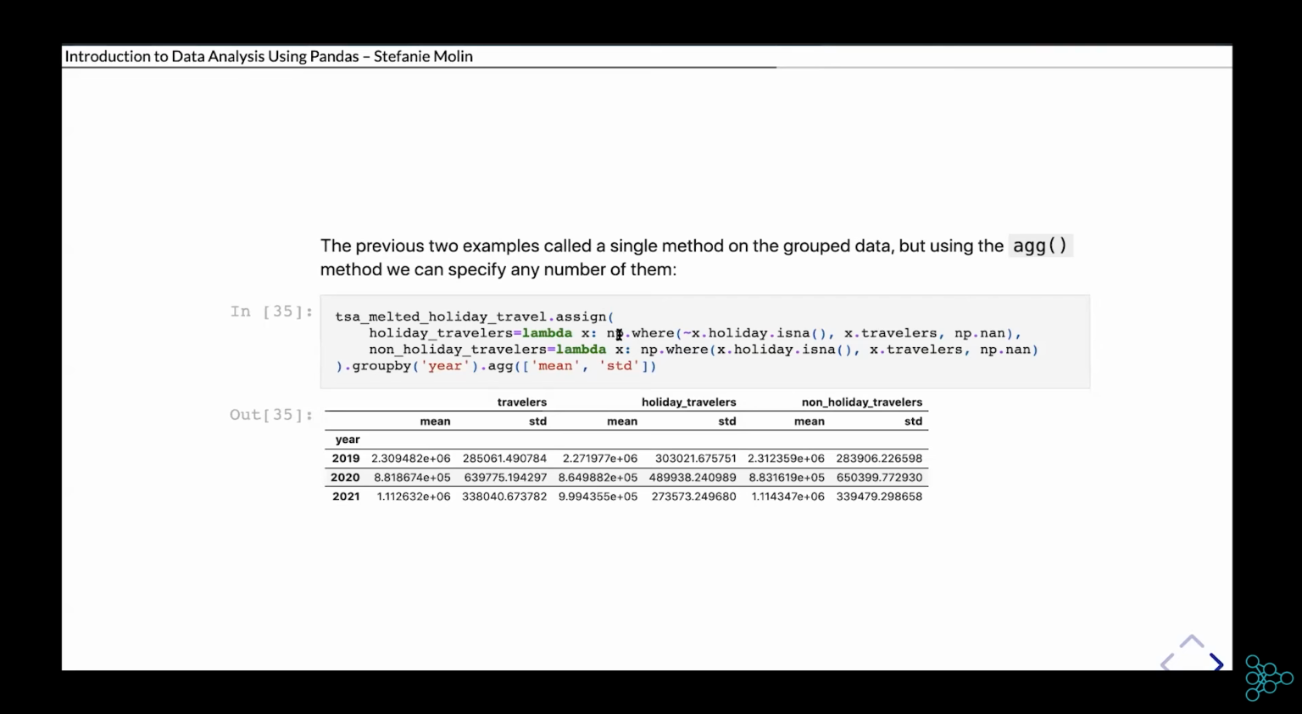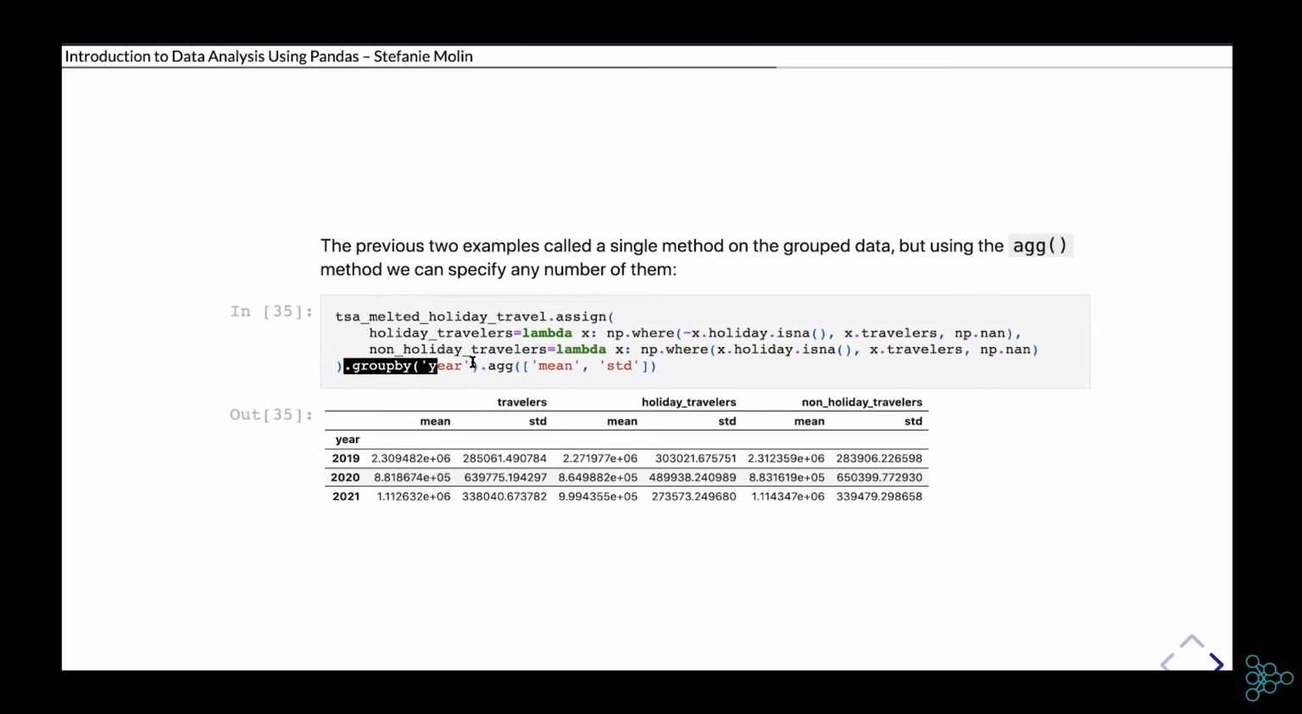For our holiday travelers, we're going to use numpy.where again. So wherever the holiday is not null, then we'll take the traveler count. Otherwise, we add a null. And likewise, the non-holiday travelers is just the inverse. So wherever the holiday is null, we take the traveler count. Otherwise, we put null. It's super important to put null there, because if you have any value that is not null, it will be included in the aggregation, and you will get results that don't quite match what the data actually is for that.